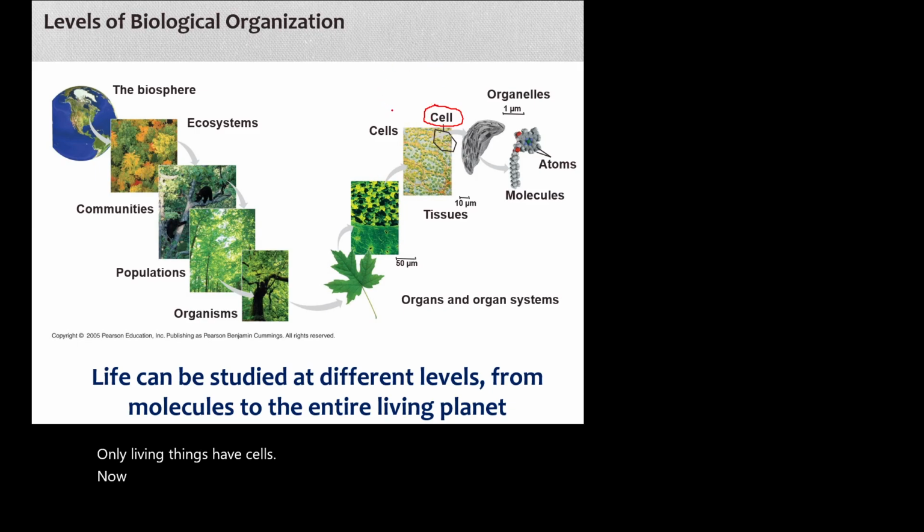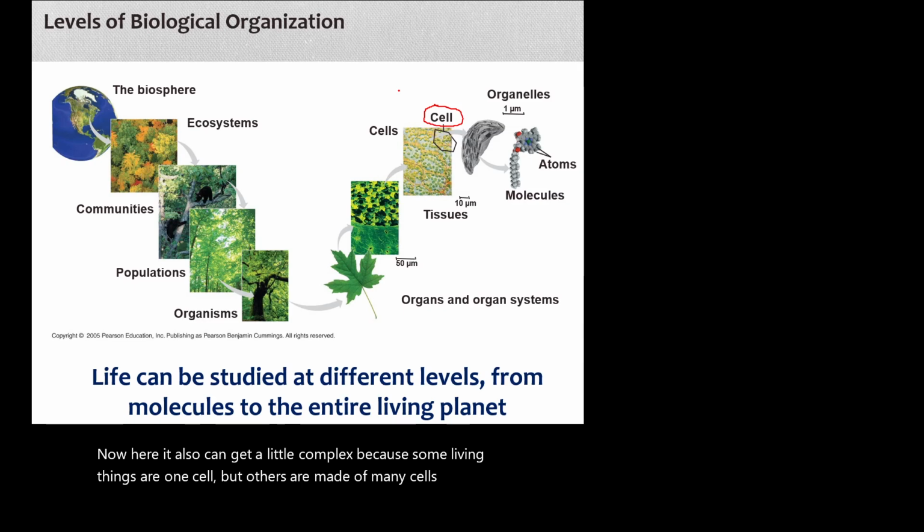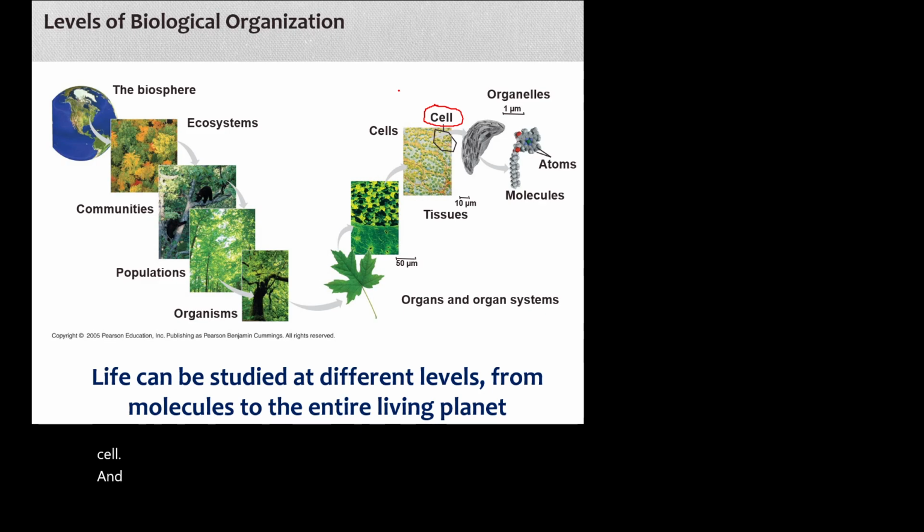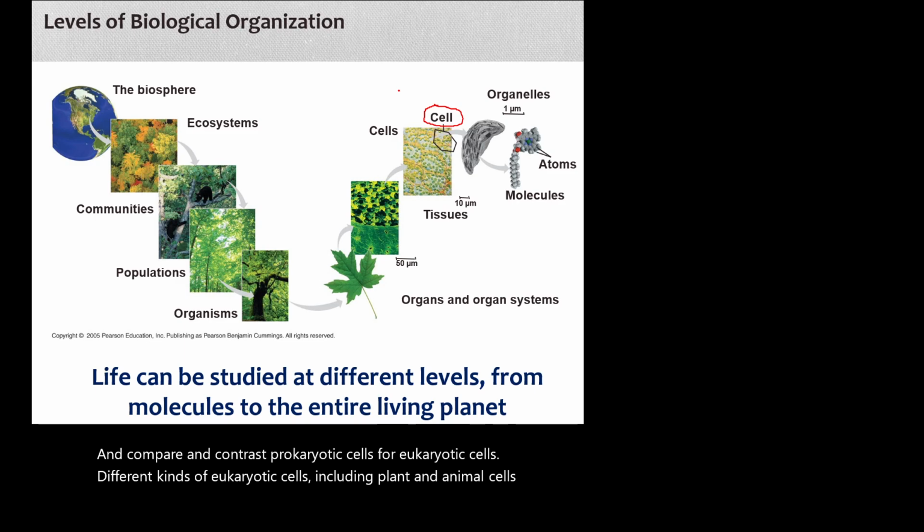Now, here it also can get a little complex because some living things are one cell, but others are made of many cells. And this is a topic that we'll get into deeper in this class, where we study the cell and compare and contrast prokaryotic cells versus eukaryotic cells, different kinds of eukaryotic cells, including plant and animal cells. So in today's lesson, we're just skimming the surface of these topics that we'll dig into a lot deeper later in the semester.